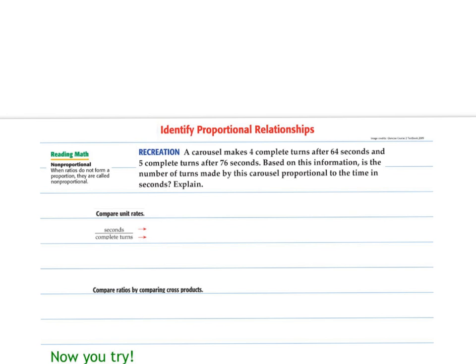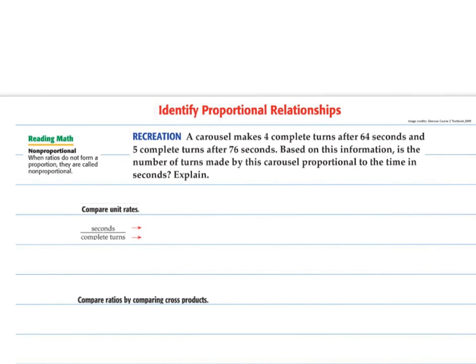So let's try to identify proportional relationships. Remember, if proportional means that ratios are equal, non-proportional would be ratios do not form a proportion, so they're not equal, or the cross products are not equal. We're trying to identify if a carousel makes 4 complete turns after 64 seconds and 5 complete turns after 76 seconds. We want to know if the number of turns made is proportional to the time in seconds.